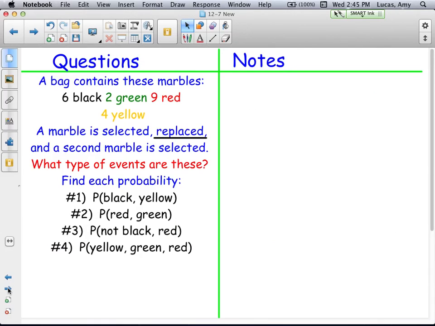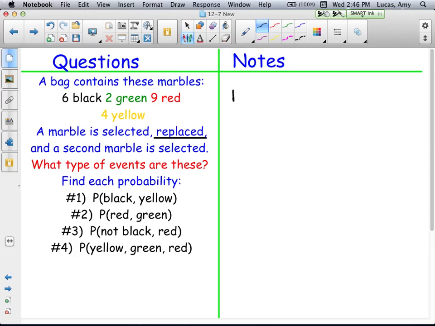Okay, we're going to try this out. We have a bag that contains these marbles. There are 6 black marbles, 2 green marbles, 9 red marbles, and 4 yellow marbles. A marble is selected, and then it's replaced. So that means it's put back in the container, and a second marble is selected. So what types of events are these? Are they independent or dependent? Well, the key word here is underlined. The key word is replace. Because the marbles are being replaced each time, that makes these independent events.